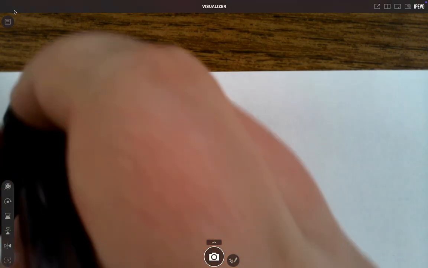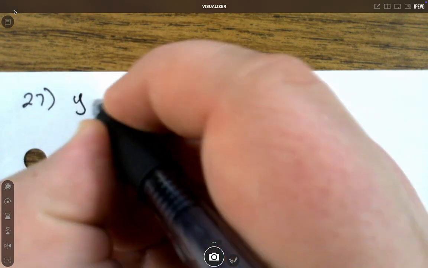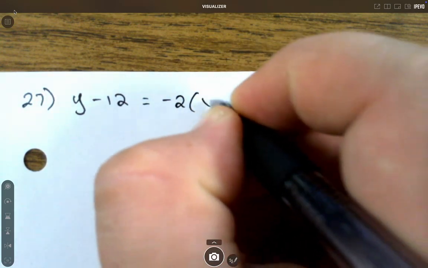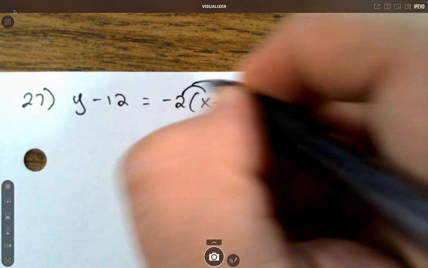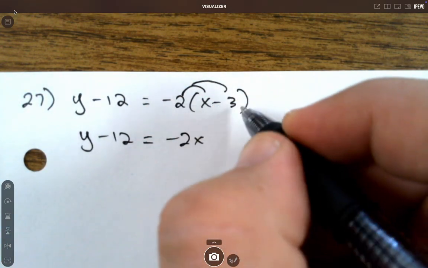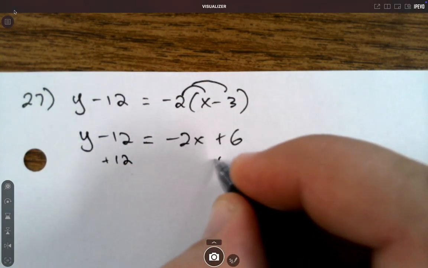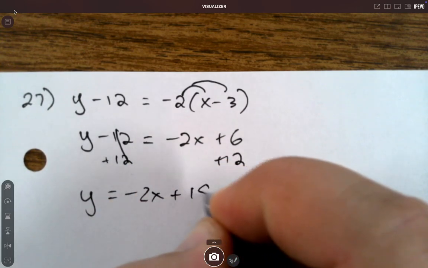Okay, we're still in section 2. This time, though, they're asking us to write it in slope-intercept form, which we did some already in section 1. So we distribute the negative 2. Negative 2 times negative 3 is positive 6. Then we add 12 to both sides. We get y equals negative 2x plus 18.